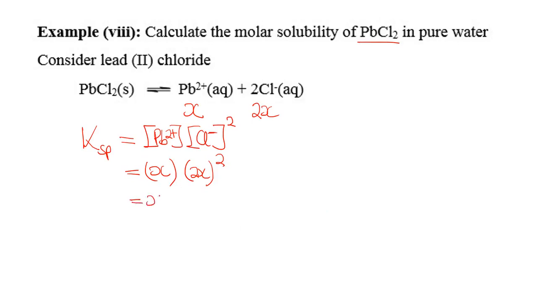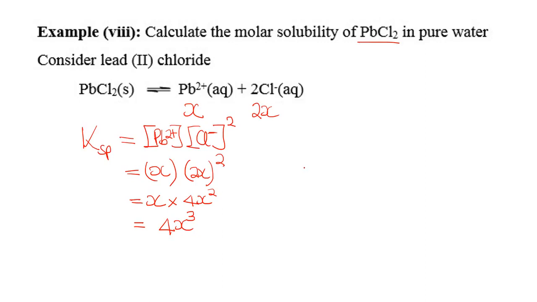So when we multiply here, we have x times 4x squared, which gives us 4x cubed. So this one is equal to KSP.